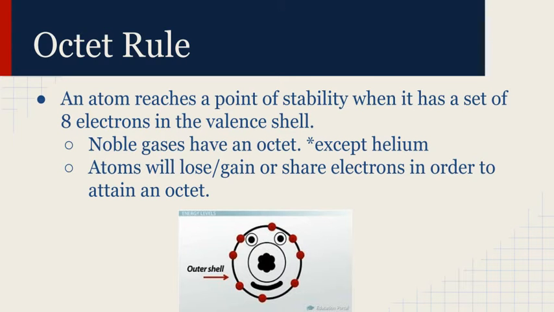The octet rule, which we have already talked about a little bit, states that an atom reaches a point of stability when it has a set of 8 electrons in its valence shell. Remember, the valence shell is the outermost shell where the electrons are found. All of the noble gases except for helium already have an octet. Helium only has 2 electrons. All of the other elements on the table will either lose or gain electrons in order to obtain an octet.